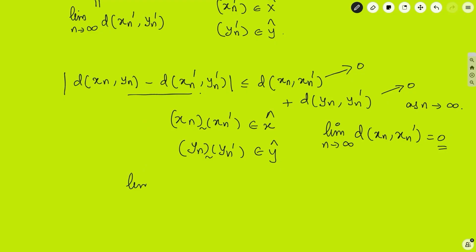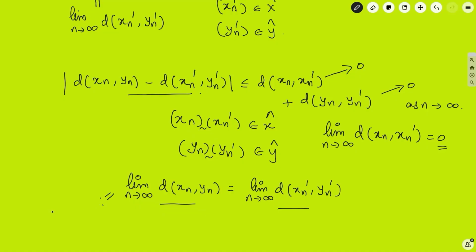So that means the limit as n tends to infinity of the distance between xn and yn should be equal to the limit as n tends to infinity of the distance between xn prime and yn prime. The limits are the same thing. So this shows that it doesn't matter what sequence you pick from an equivalence class, the distance is the same, because these two limits are the same.